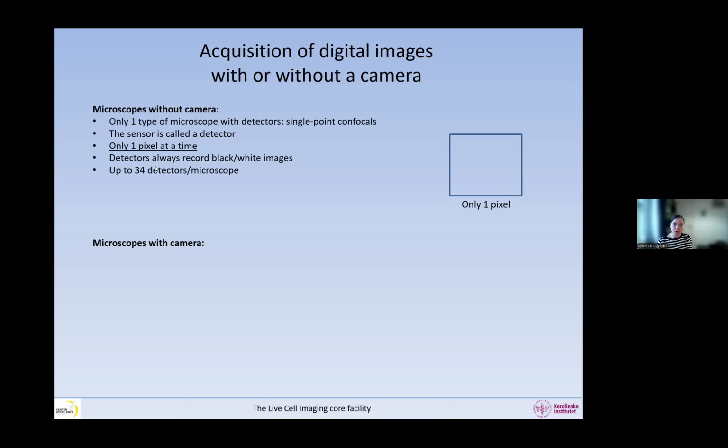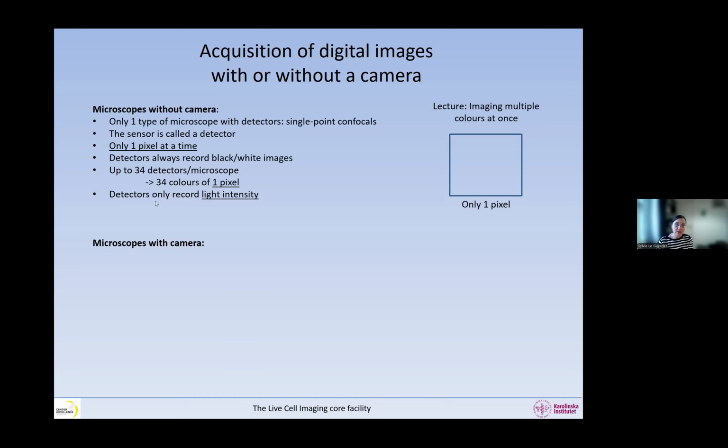We can have up to 34 detectors per microscope, so that's quite a lot. But in any case, when we acquire with all the 34 detectors, it is only 34 colors of a single pixel, so only one pixel at a time. And we will see all this in the lecture called Imaging Multiple Colors at Once, which comes next week.